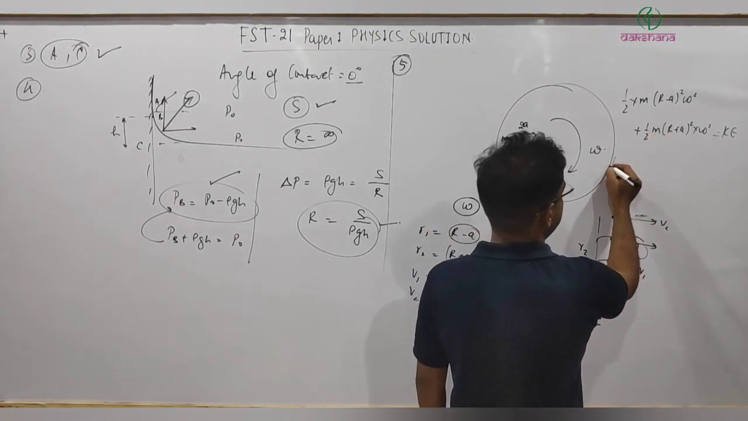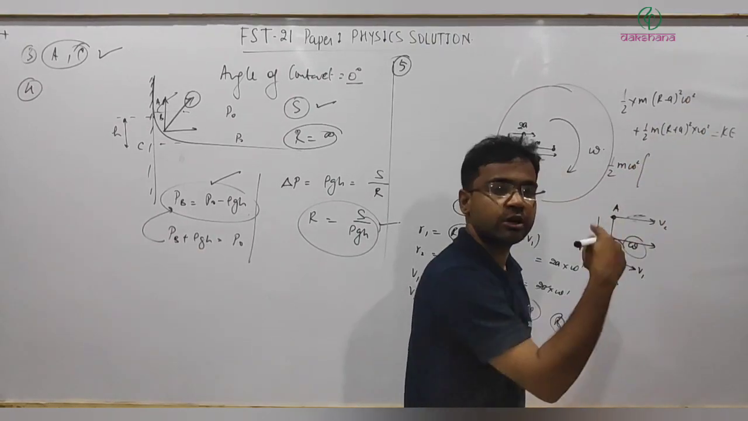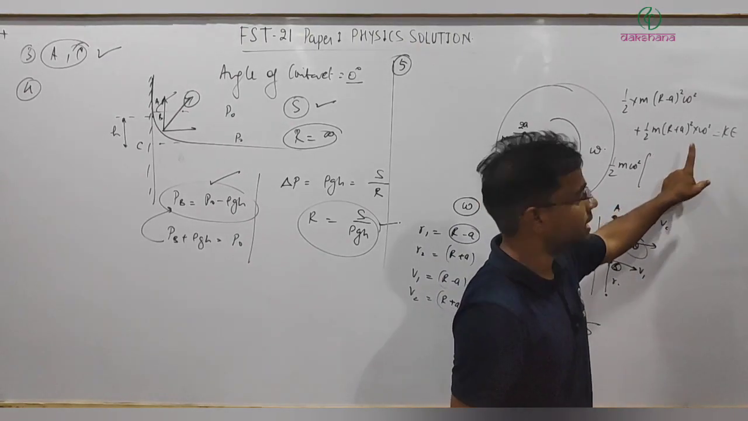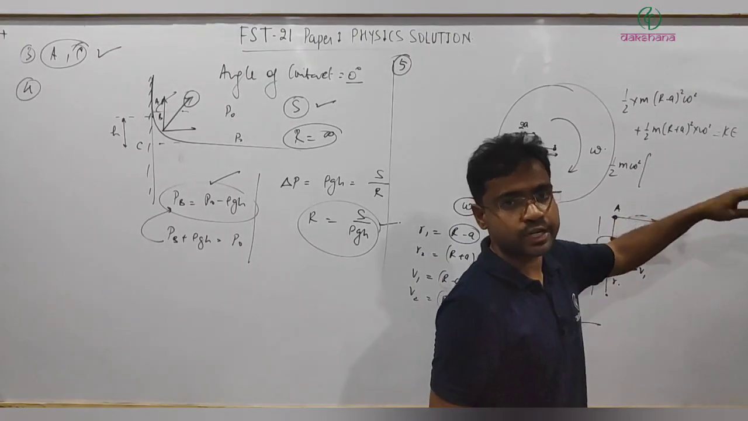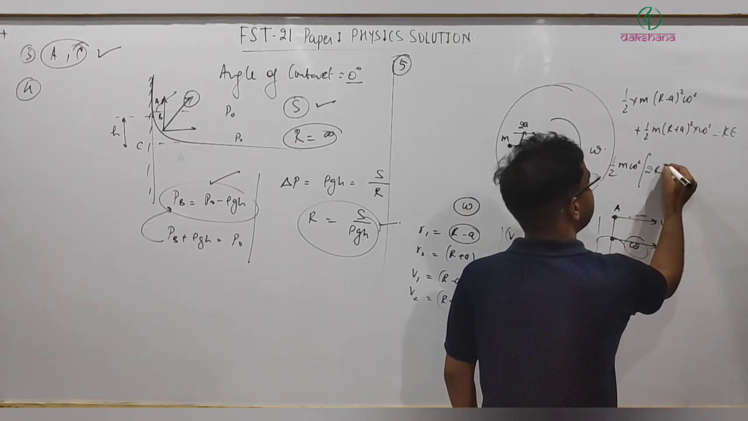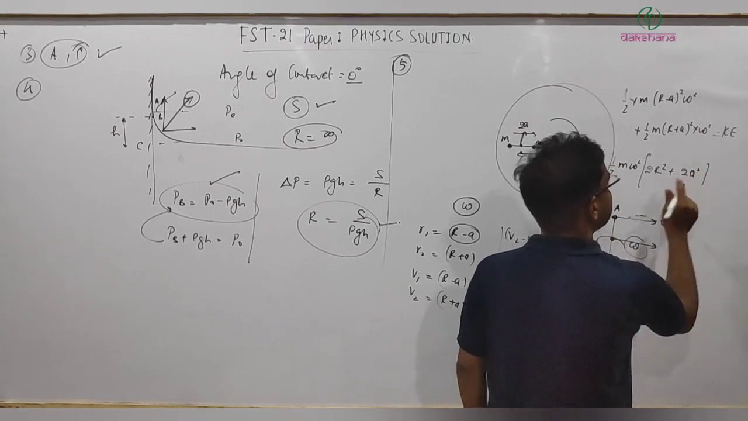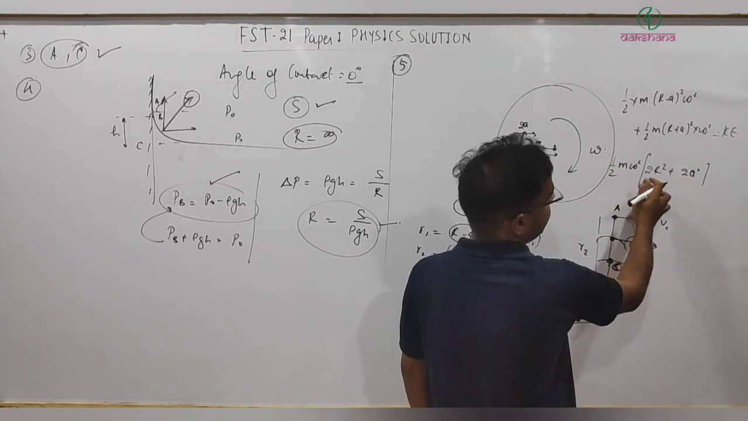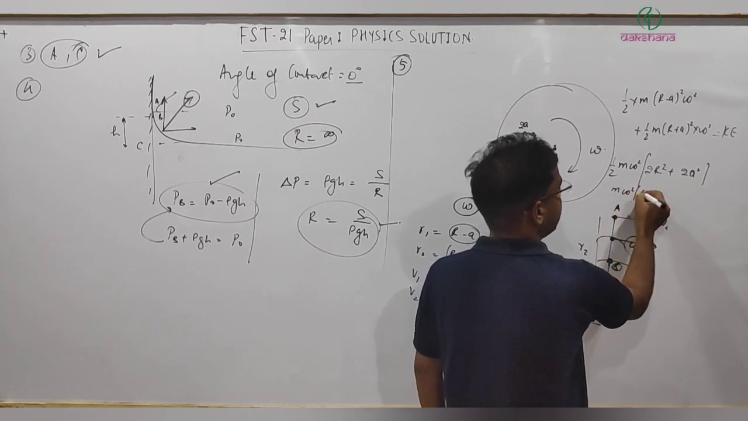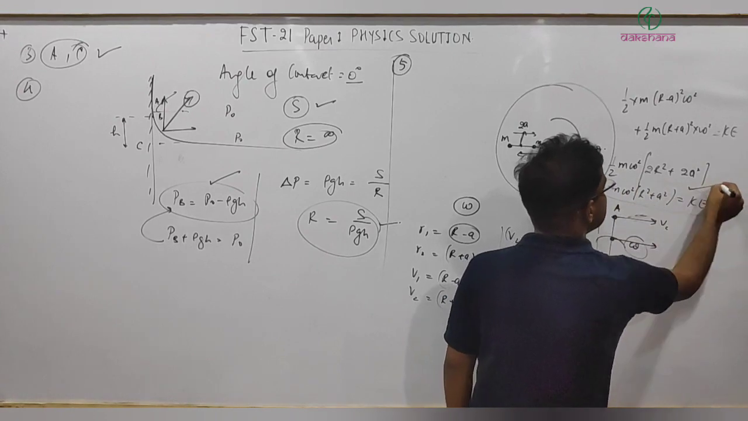This can be simplified, so 1 by 2 m into omega square. This is (r minus a) whole square, r square plus a square minus 2ra, and this will be (r plus a) whole square, so r square plus a square plus 2ra. So plus 2ra minus 2ra I can directly cancel, and it will be 2r square plus 2a square, right? This 2 can be taken out, then we get m omega square (r square plus a square). So this is the kinetic energy of the dumbbell system.